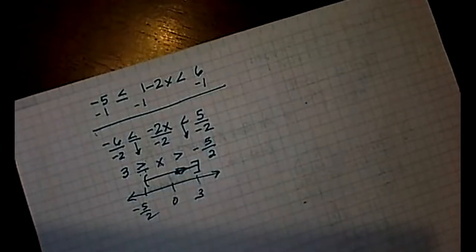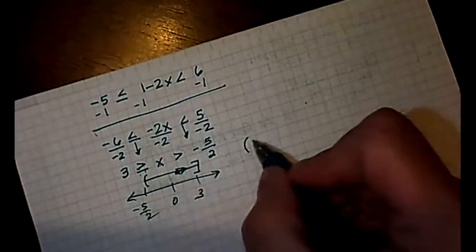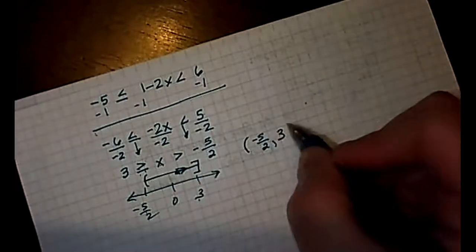So let's write that as an interval. We start with a parenthesis, negative 5/2. It goes to 3 with a bracket. And that's the answer as an interval.